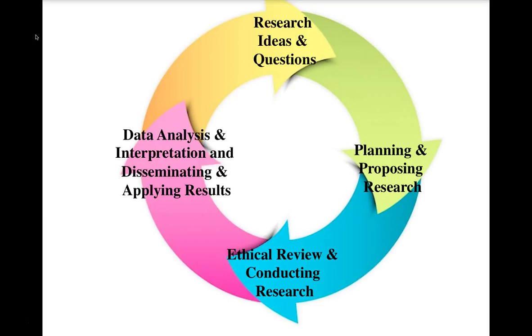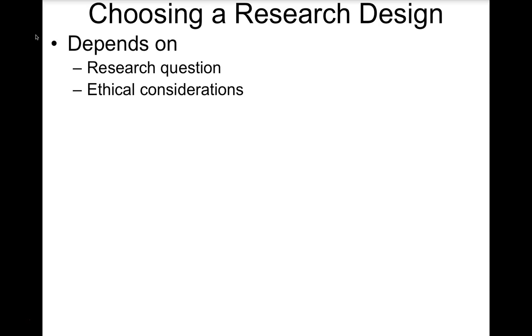So coming back to the cycle, let's assume we have developed some sort of research idea, question, we've reviewed the literature, and we want to move forward and plan and propose our research. There are many components to planning and proposing our research. The first is choosing some sort of research design, which depends first and foremost on our research question, and also on ethical considerations. What can we actually do to people? We are researchers, we are clinicians, we're educators, we are not reality television producers, so we certainly have limits on what we can do. There are obviously also tremendous financial considerations.